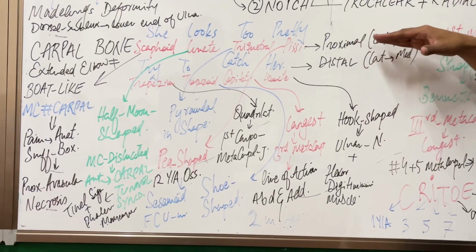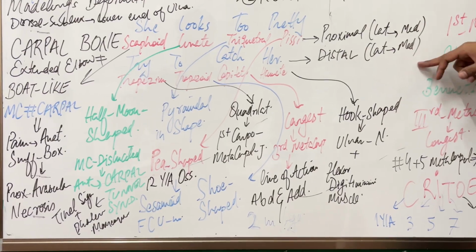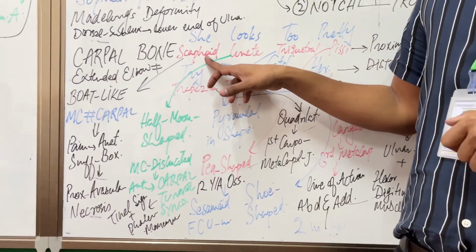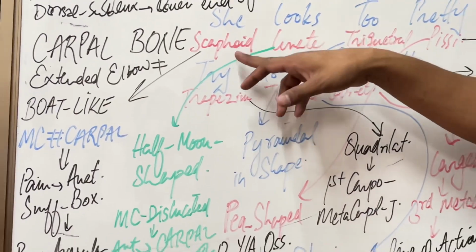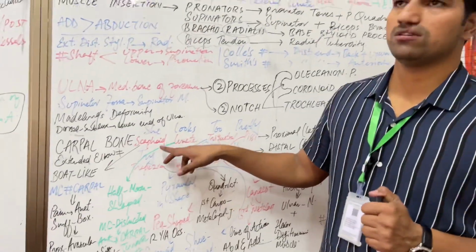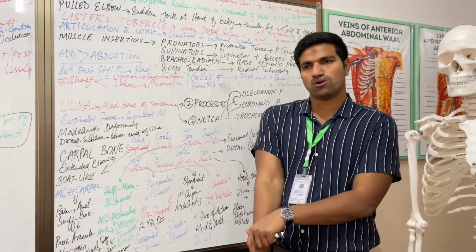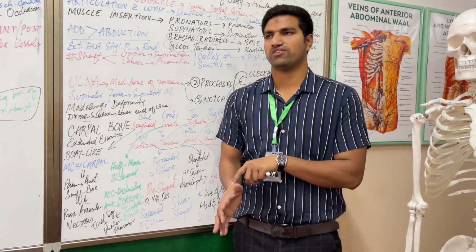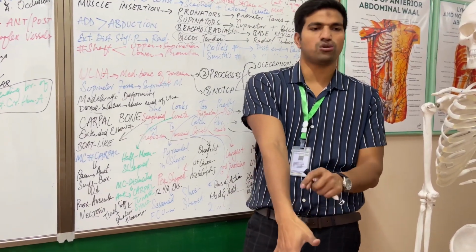From the proximal row, it goes from the lateral to the medial side. The distal row is the same, from the lateral to medial side. We talked about the scaphoid. This is the boat-like bone. This is the most commonly fractured carpal bone, and the tubercle of the scaphoid bone is present at the base of the anatomical snuff box. If it fractures, then pain will happen at the anatomical snuff box.